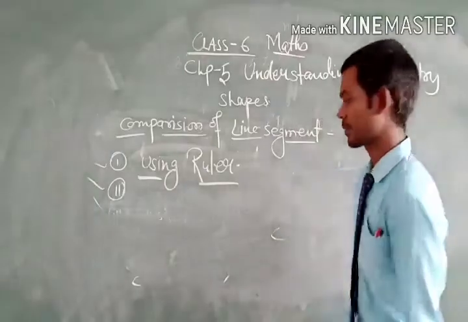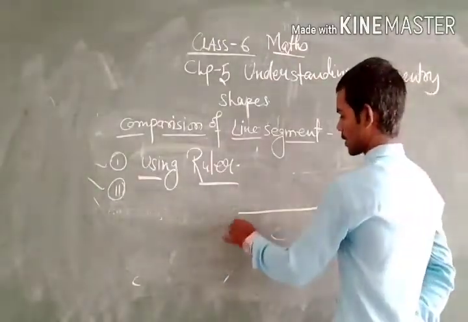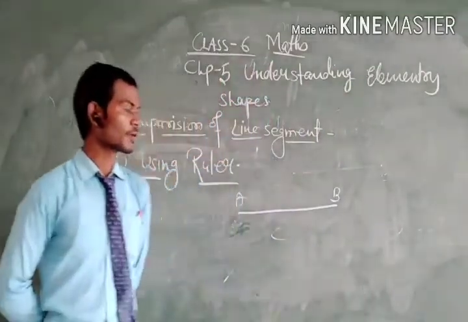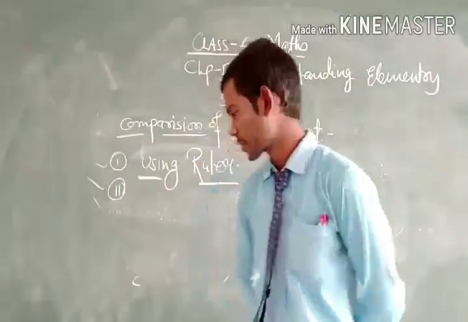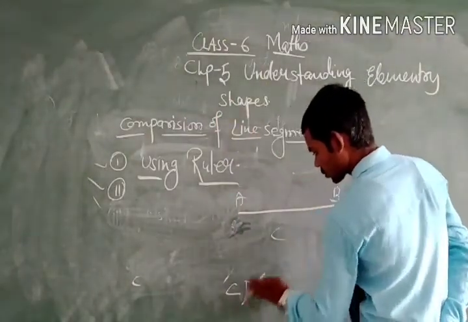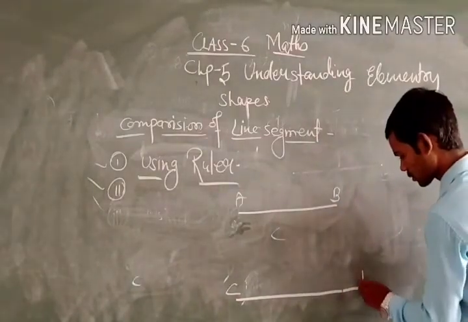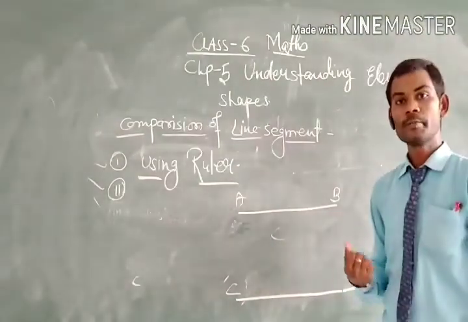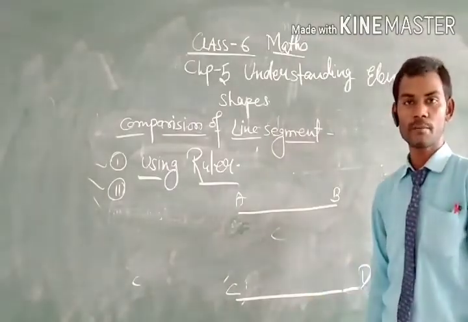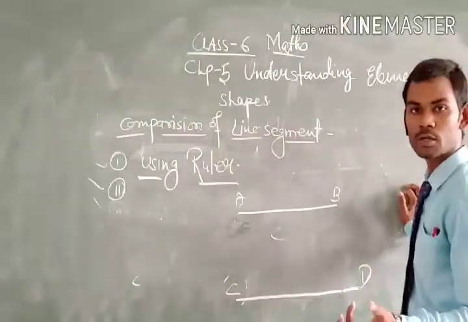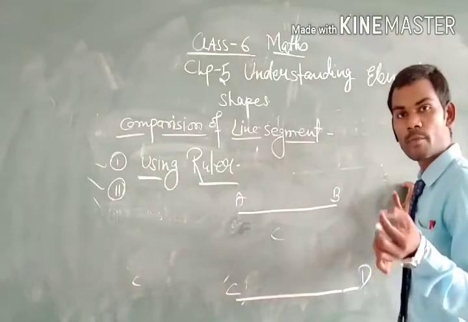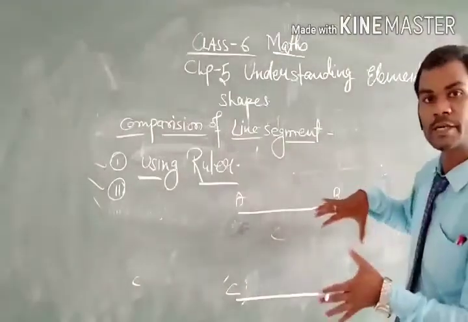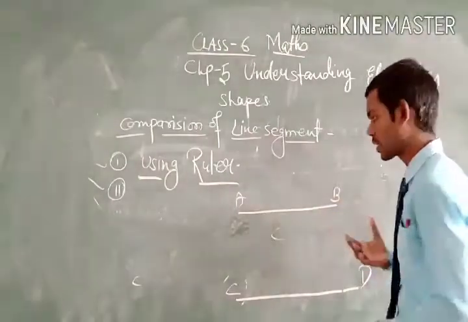Just suppose that two line segments are given: the line segment AB, and also another line segment, suppose CD. Now we use a ruler to measure their lengths. In this case, how do we use the ruler? We put the zero mark of the ruler at the point A and place the entire ruler along this line segment. Then we get like this.